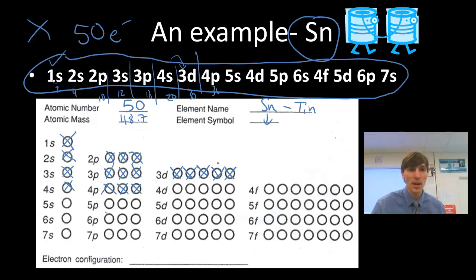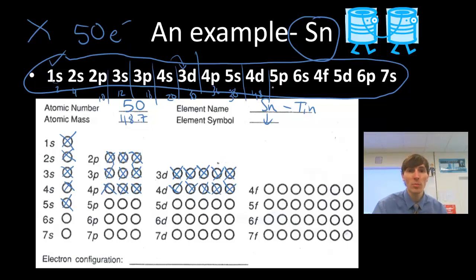Now I'm going to go to 5s. 37, 38. Now notice I'm not going to 4d yet because 4d is actually higher energy. So we have to fill the s first. Now I'm at 38. Now I need to go 4d. Now 4d holds 10. 38, 39, 40, 41, 42, 43, 44, 45, 46, 47, 48. Now I'm at 48. And I need 2 more.